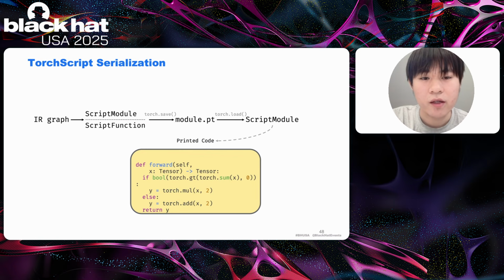The serialization feature can save models and deploy them to other environments. Use TorchScript to save the model as a PT file. Use torch.load to load the PT file as a model. The Python code here is converted from IR. You will notice it's slightly different from the original code.